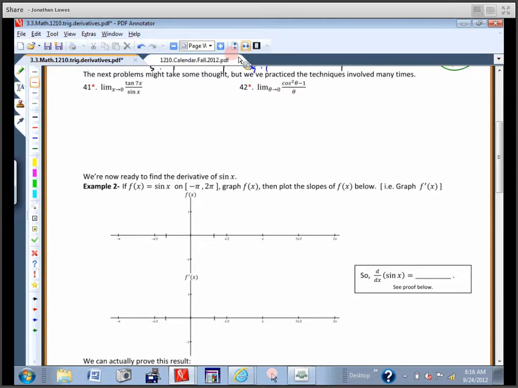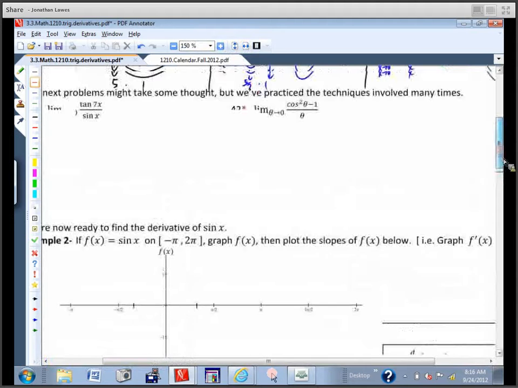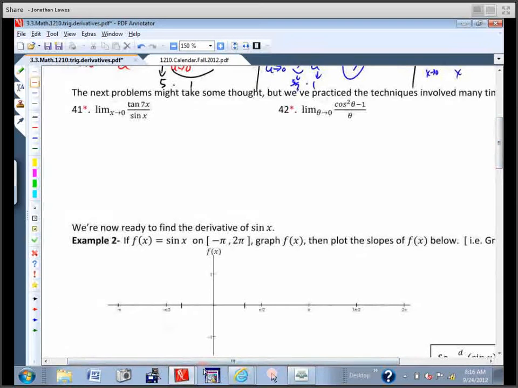So we're approaching 0. Jason? Take tangent, break it into sine over cosine. Great idea. We're really good at working with sines. Well, let's get a sine out of this. Okay? So this we're going to write as the sine of 7x over the cosine of 7x over the sine of x.